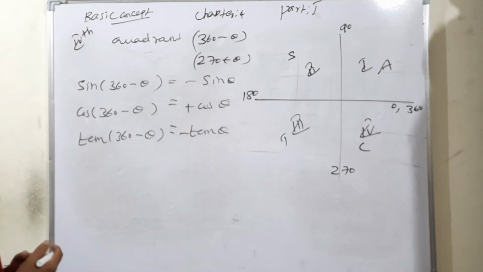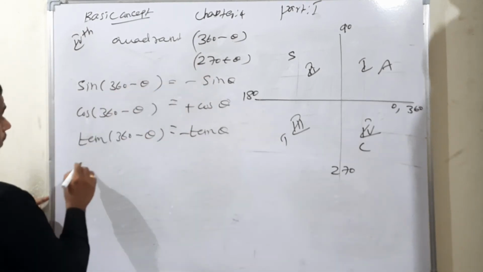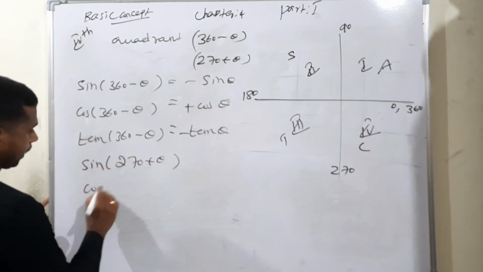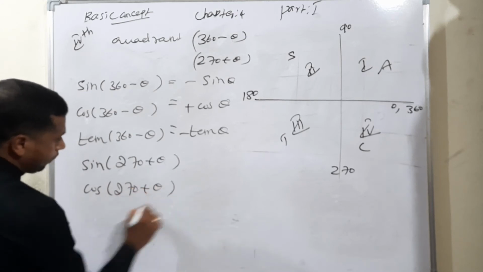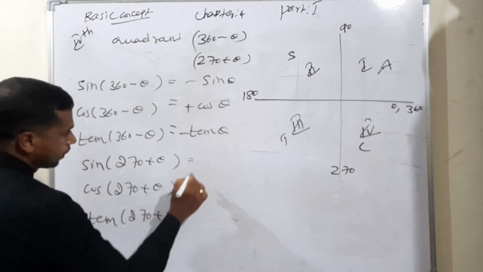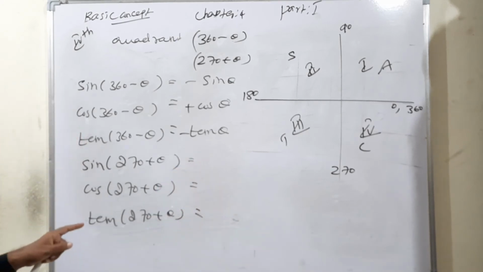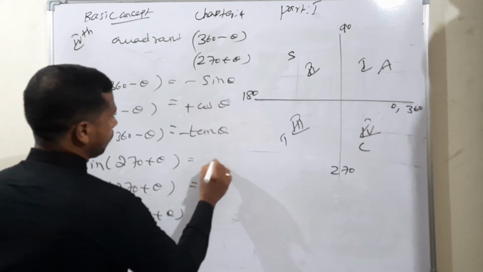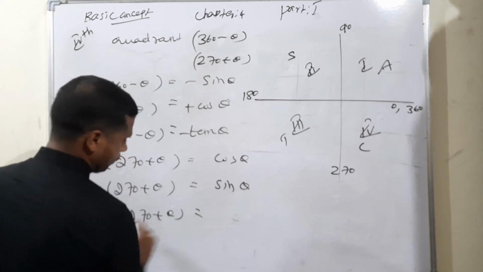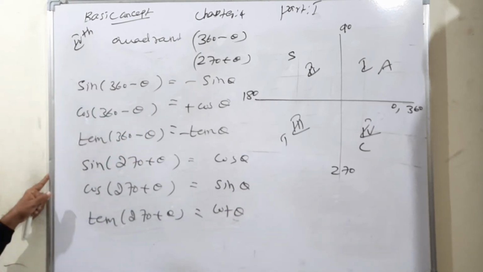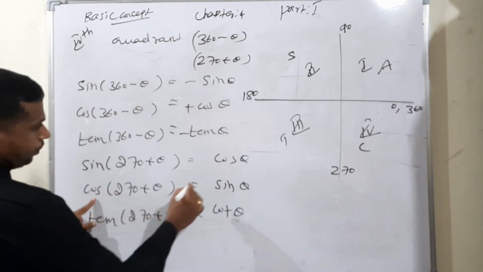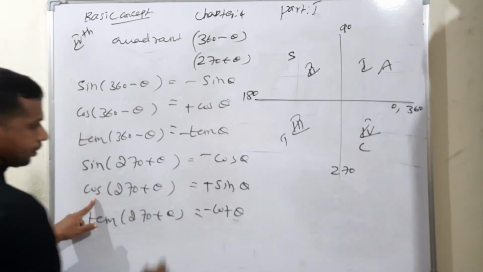As well as 270 plus theta: sin 270 plus theta, cos 270 plus theta, next one, tan 270 plus theta. So 270 plus theta means this is vertical: sin name changes to cos, cos changes to sin theta, tan changes to cot theta. In the fourth quadrant only cos is positive, so cos 270 plus theta is positive, here also negative, here also negative.